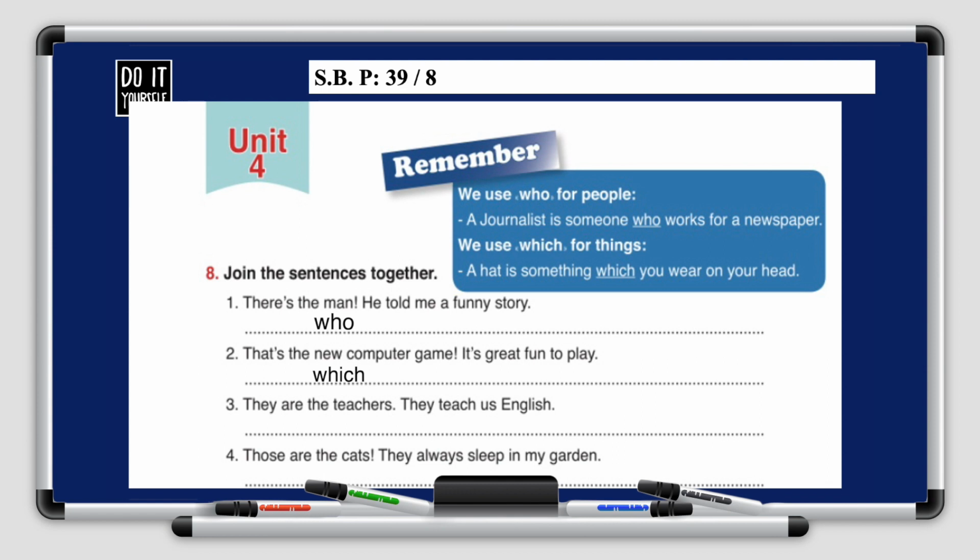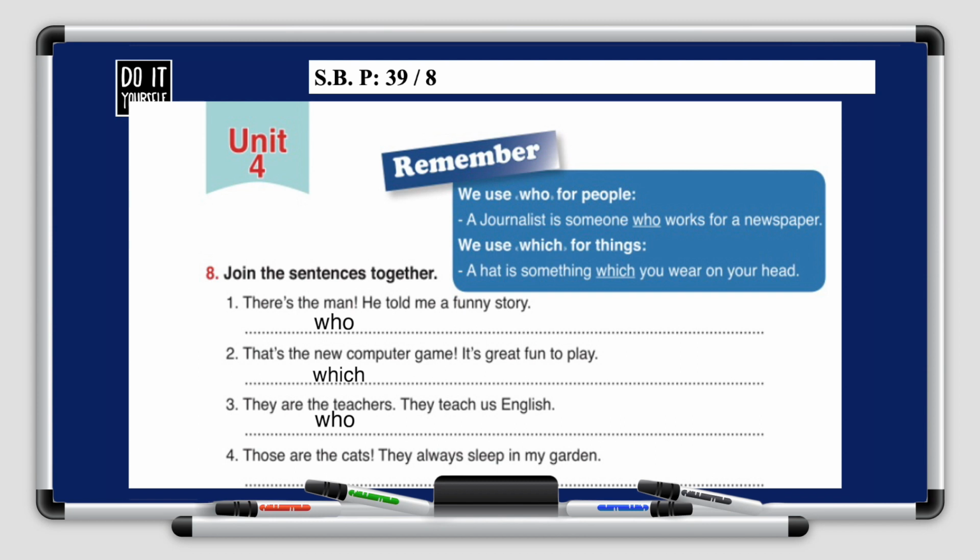3. They are the teachers. They teach us English. Let's connect those 2 sentences. So the teachers. The teachers, so we're going to use who. They are the teachers who teach us English. What did we do? We connected the 2 sentences by using who. What else did we do? We dropped the full stop. What else did we drop? We dropped they, the pronoun.